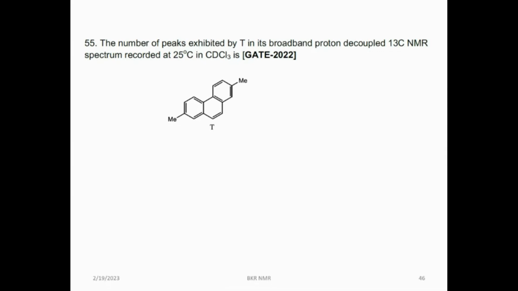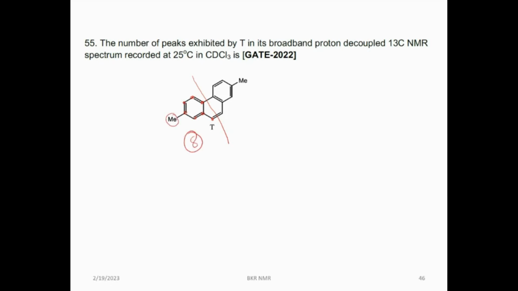Cut the molecule. Okay, so I'll cut the molecule into 2 equal halves. Now in 1 half, how many carbons? 1, 2, 3, 4, 5, 6, 7, 8. How many? 8.